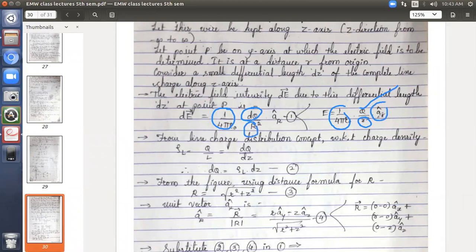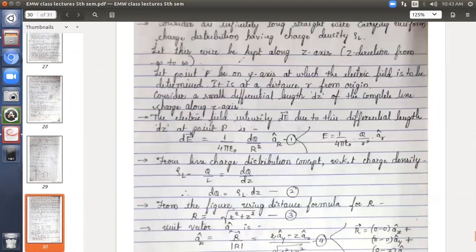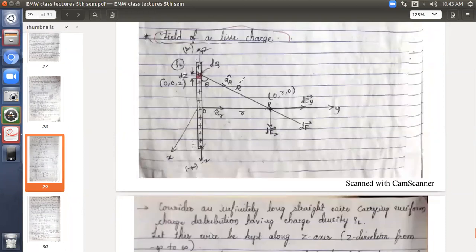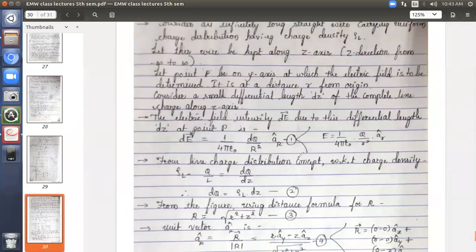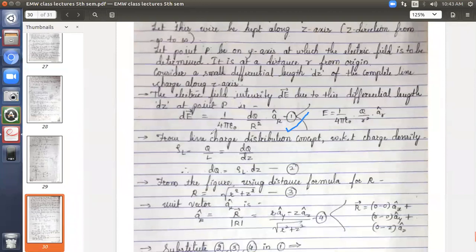And the unit vector associated with small r is aR. The unit vector associated with capital R is a suffix capital R. Remember, don't use these terms with small r, or your complete derivation will go wrong. Or what you can do? Simply take this small r and this capital R. No issues. If you do that, your derivation will go right. So this is the equation we got.